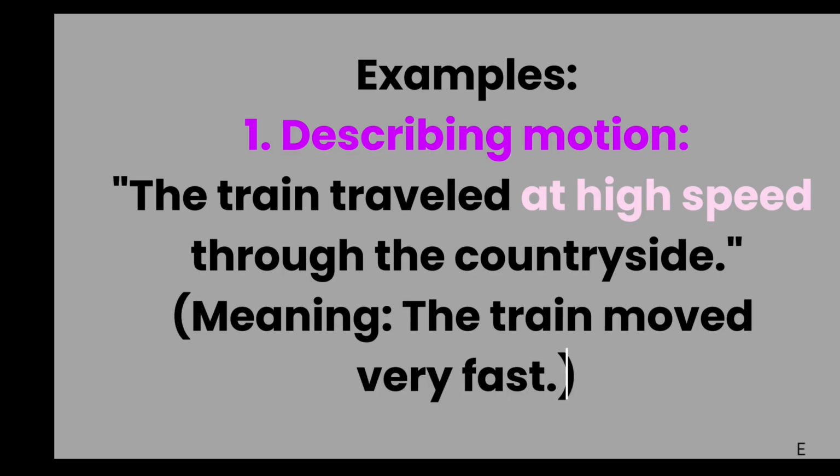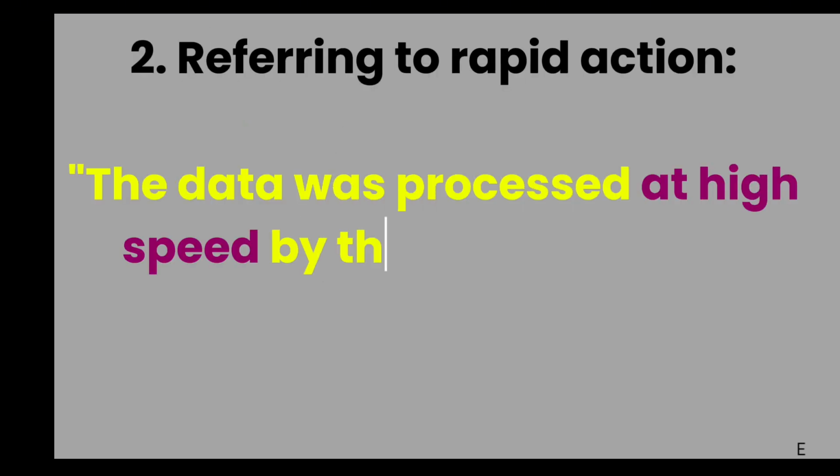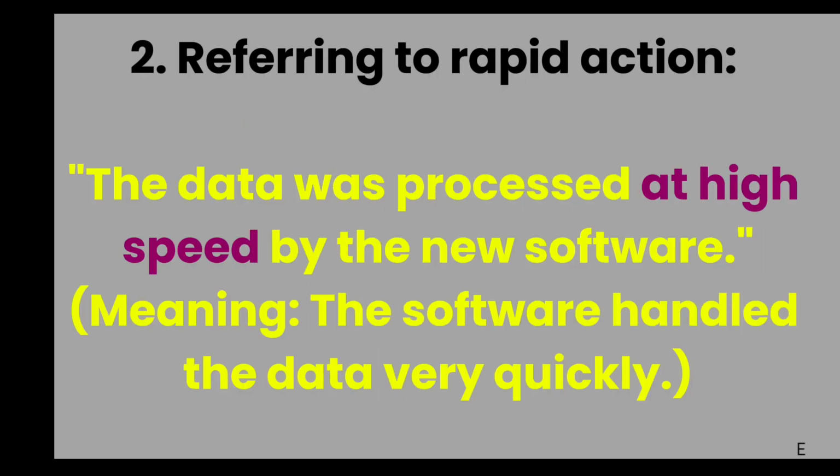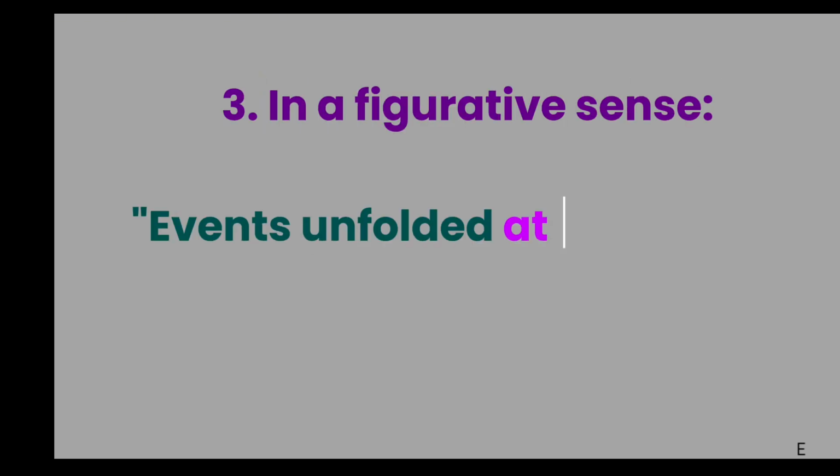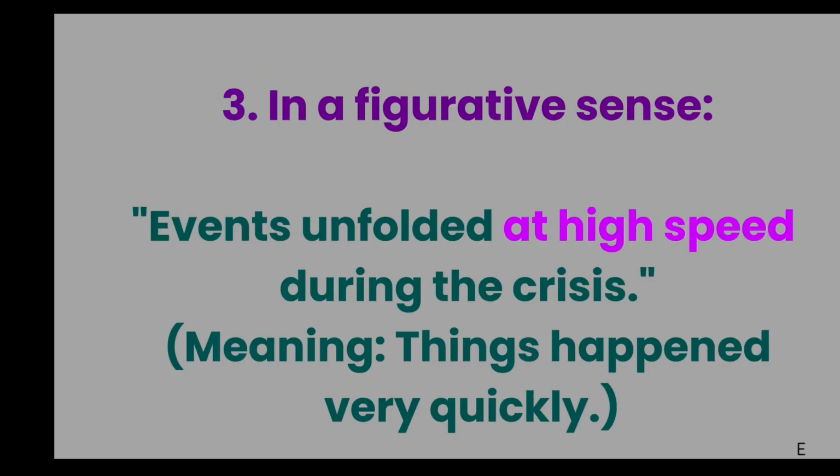Examples. 1. Describing motion. The train traveled at high speed through the countryside. Meaning, the train moved very fast. 2. Referring to rapid action. The data was processed at high speed by the new software. Meaning, the software handled the data very quickly. 3. In a figurative sense. Events unfolded at high speed during the crisis. Meaning, things happened very quickly.